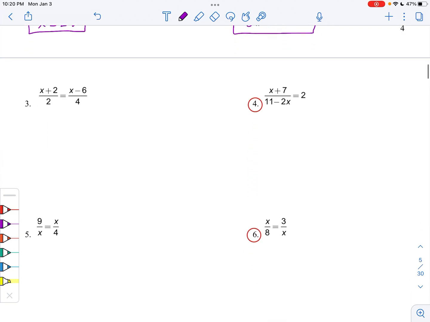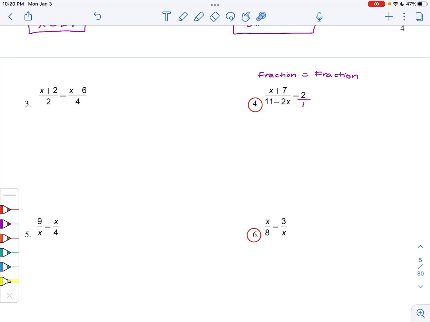Okay, so for example 4, we're going to use the same strategy. Now you might be saying, well, wait, we have a fraction on the left, but do we have a fraction on the right? Anytime you have an integer or a whole number, you can just put it over 1 to make your fraction. So we do have a fraction equal to a fraction, and now we can cross multiply.